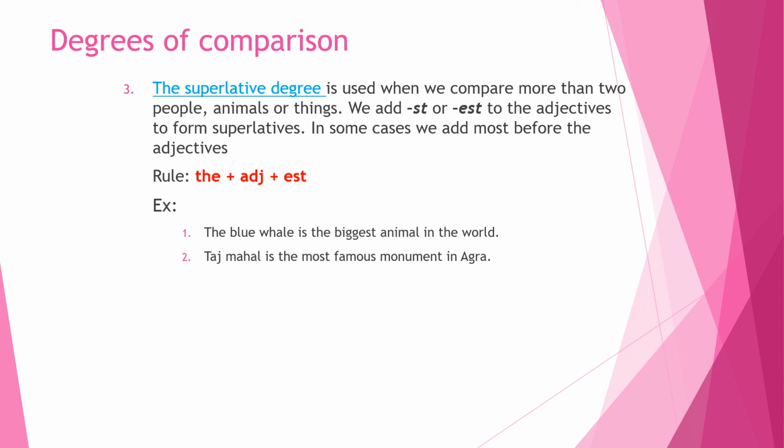Coming to the next example, Taj Mahal is the most famous monument in Agra. As we cannot add st or est to the adjective famous, we use most. In some cases, we add most before the adjectives. So, Taj Mahal is the most famous monument in Agra.